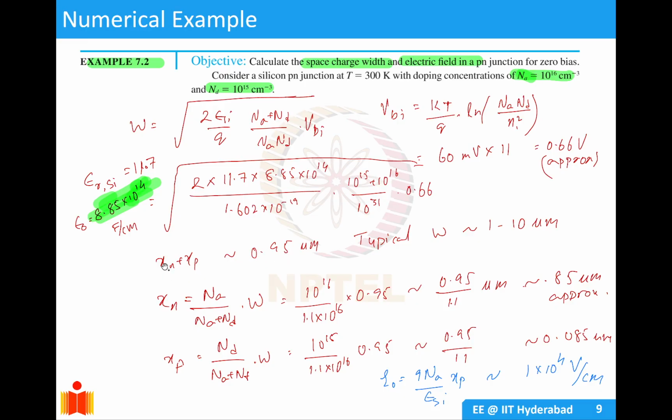From here, then you can calculate your XN and XP. Your XN comes out to be around 0.85 micron, and XP comes out to be around 0.085 micron. So you can see even one order difference creates such a huge difference between XP and XN. And then the peak electric field is q NA by epsilon Si times XP, which comes out to be around 10 power 4 volt per centimeter.